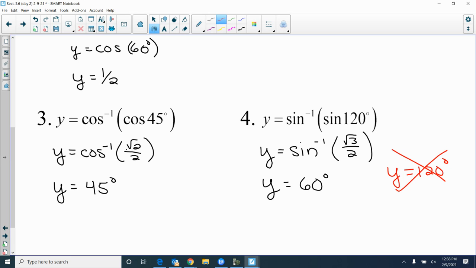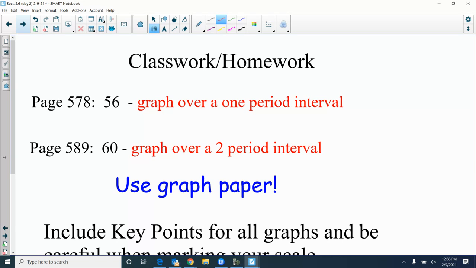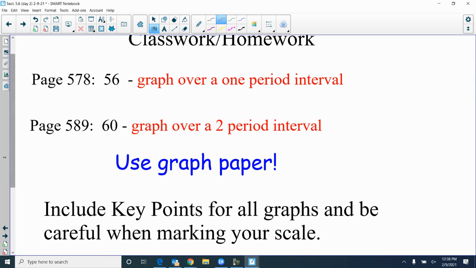All right, couple things here. I'm going to give you this review sheet in a second. But looking over those graphs from the other day, I'm not 100% convinced you know what you're doing. This is a big part of the no calculator test. So 2 problems. This is the only homework you got. Number 56 on 578, graph it over 1 period interval. 589, number 60, 2 period interval.